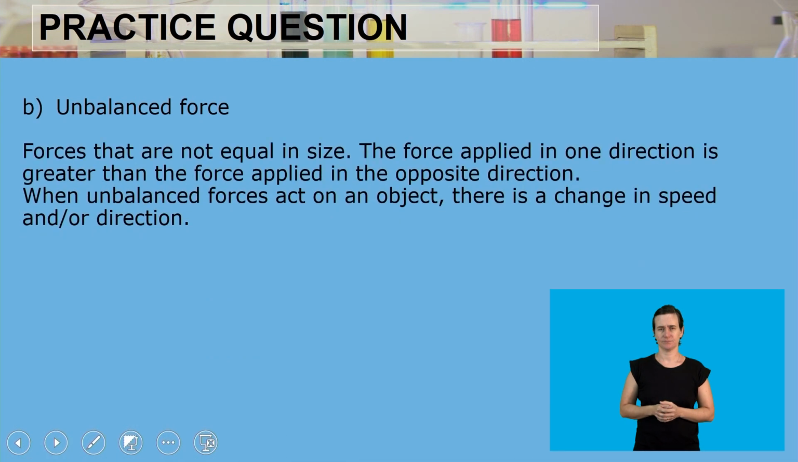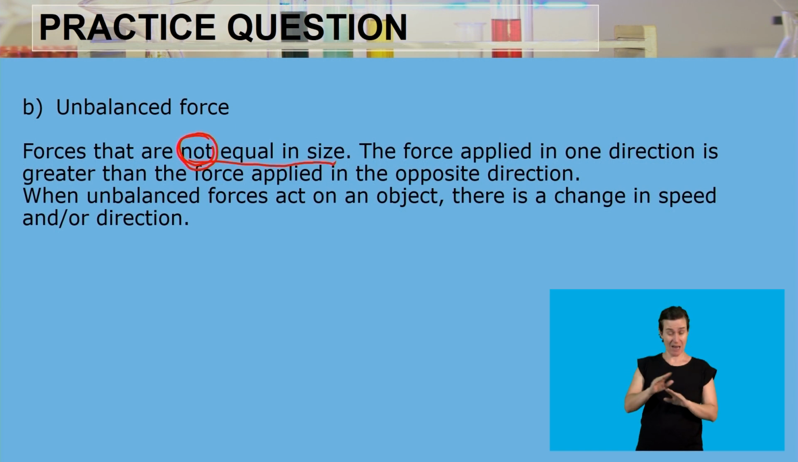So now that we have looked at what balanced forces are, we're now going to look at what are unbalanced forces. How do we then explain them? So unbalanced forces, those are now forces that are not equal in size. Remember, important, not equal in size. The balanced forces are equal in size. However, the unbalanced forces are not equal in size. So the force applied in one direction is greater than the force applied in the opposite direction.